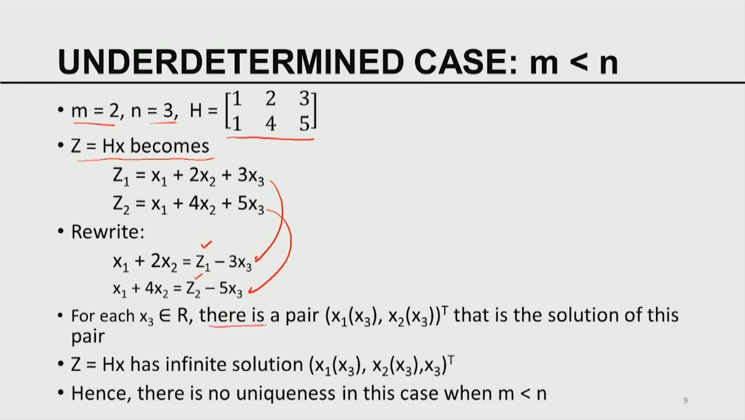Therefore, there is a pair x1 of x3, x2 of x3. That means both x1 and x2 are functions of x3, because x3 occurs on the right hand side. There are infinitely many choices for x3. Therefore, there are infinitely many solutions. There is no uniqueness. So in one case, there is no solution. In another case, there are infinitely many solutions. So we are caught between the devil and the deep sea. This is the typical nature of the inverse problem.